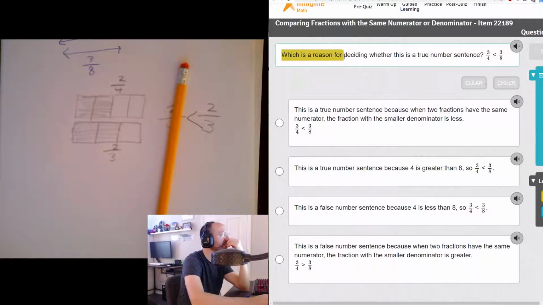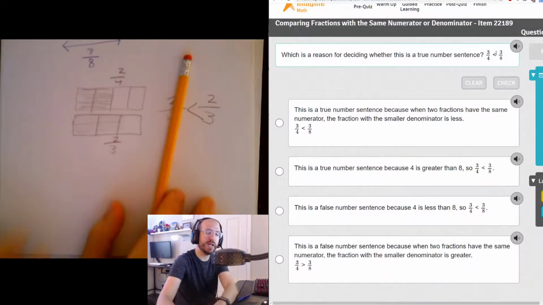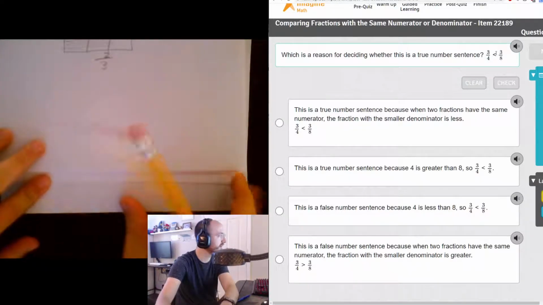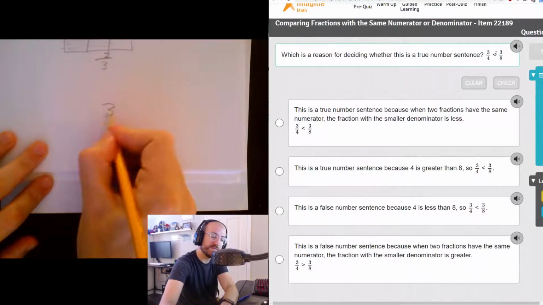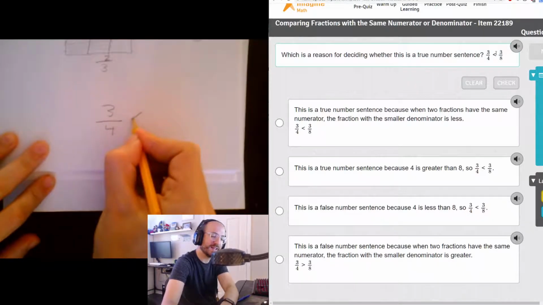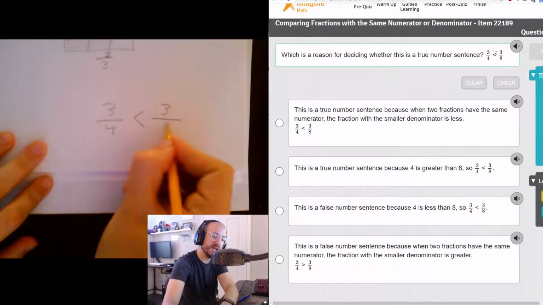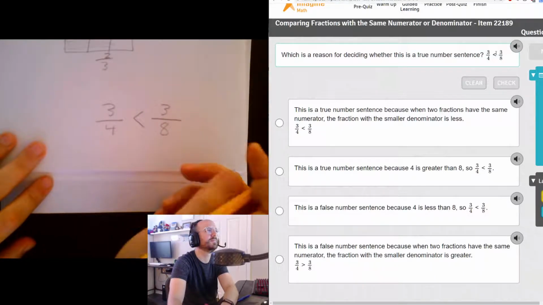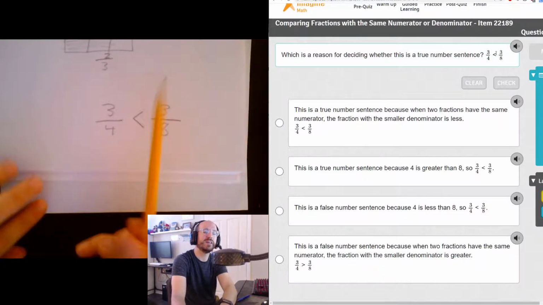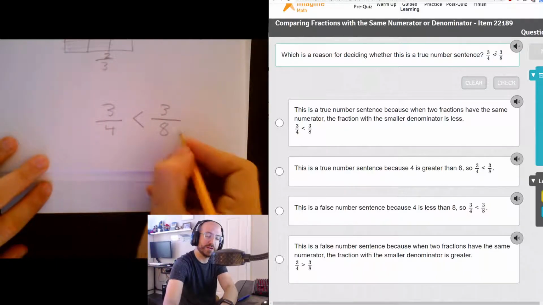Which is a reason for deciding whether this is a true number sentence? 3/4 is less than 3/8? I'll write that down here. 3/4 is less than 3/8? Hmm. Well, actually, I know the bigger the denominator, the smaller the pieces.